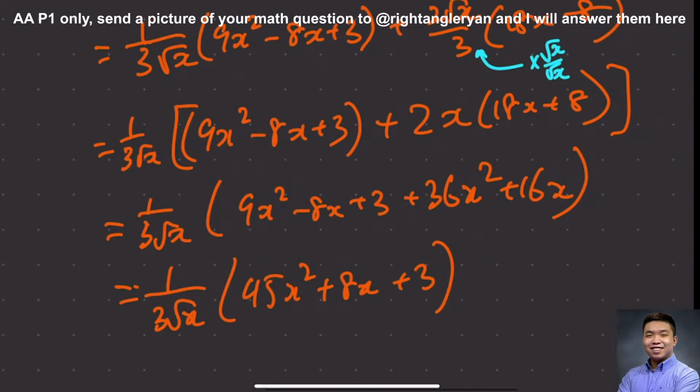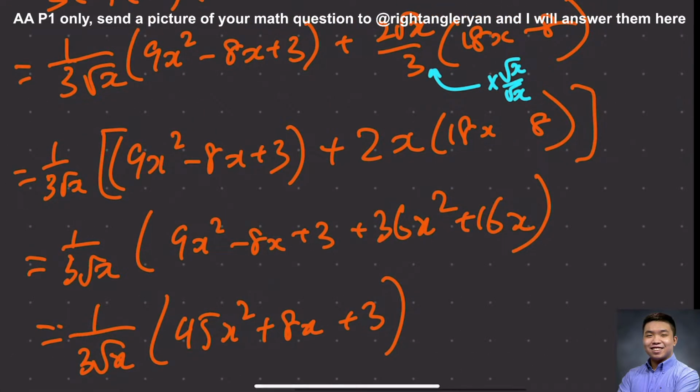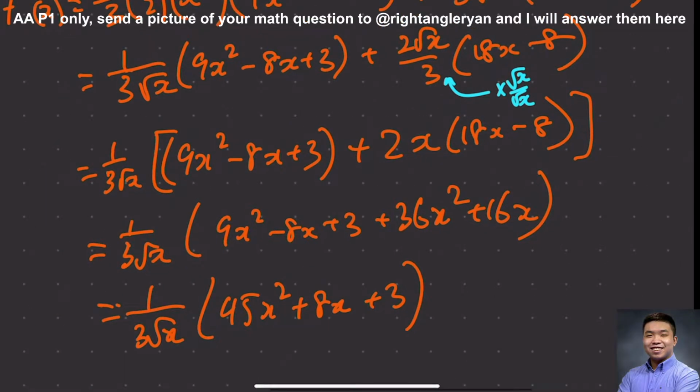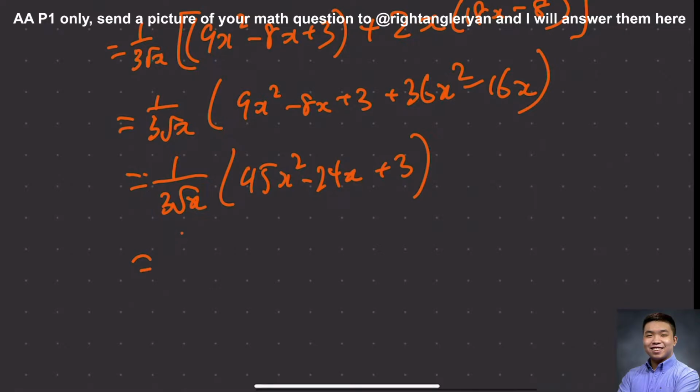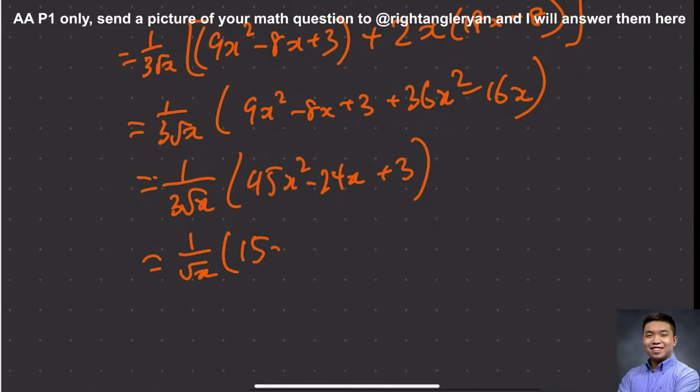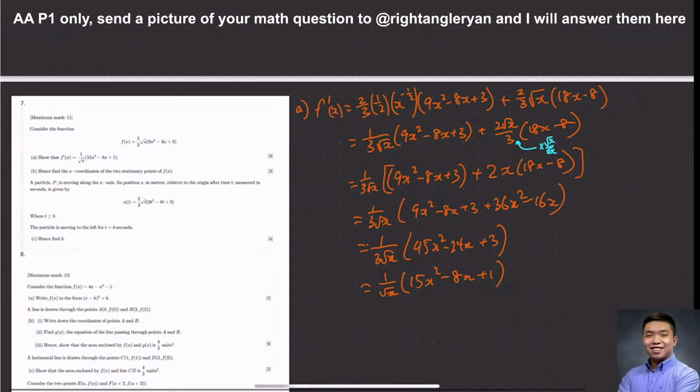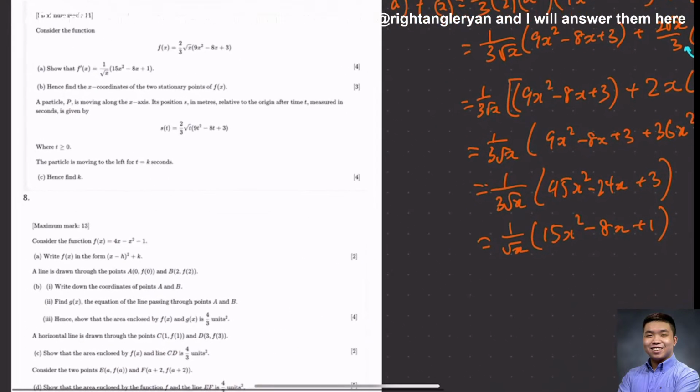Oh, yes, minus 8. Yes, this should be minus 8, right? I don't know why I write plus. Should be minus, yes. So plus 36 and then minus 16x. Yeah, there we go. Then this will be minus 24x. Good. So now the 3 can move inside. So this 1 over 3, divide everything by 3, right? So move this in here, here, and here. So we would have 15x squared minus 8x plus 1. Okay, now that should be good, right? Yes, good. Okay, part B.